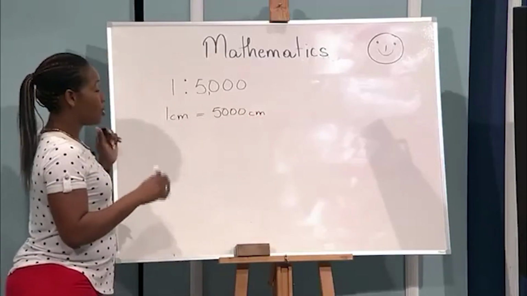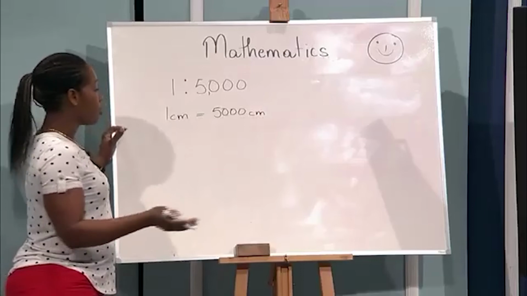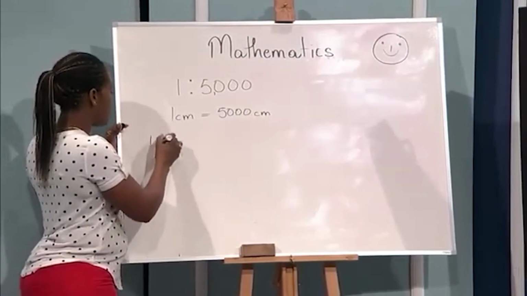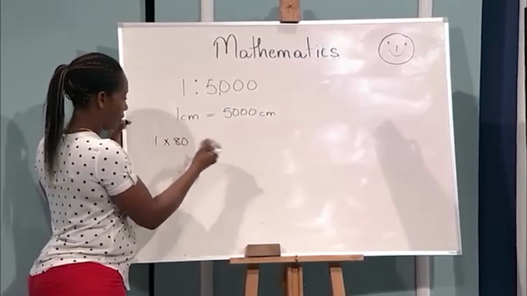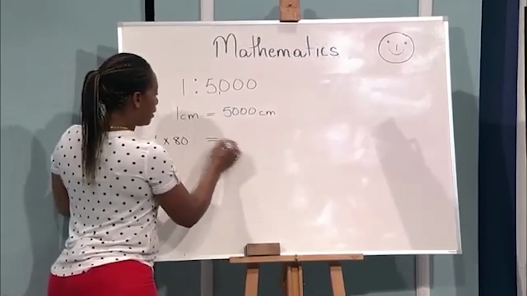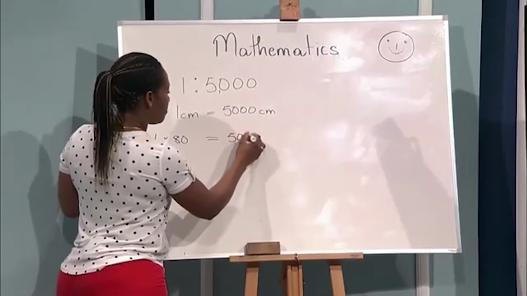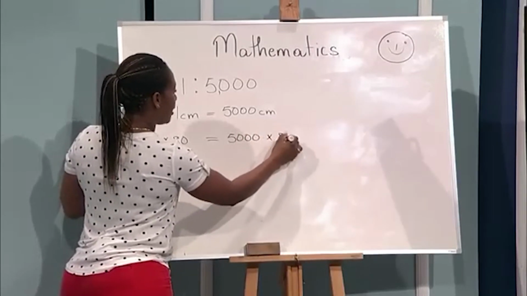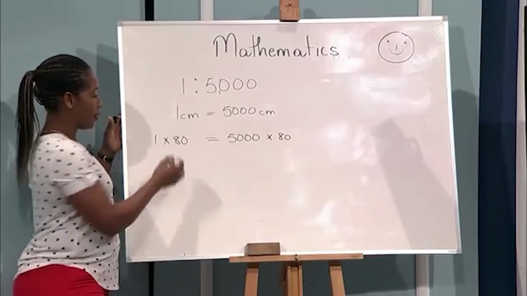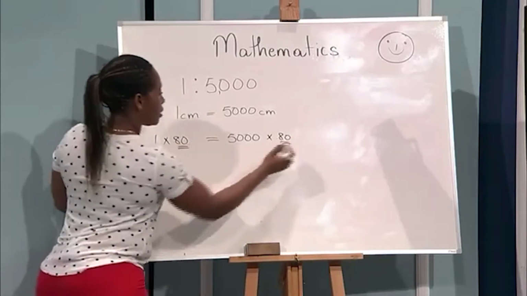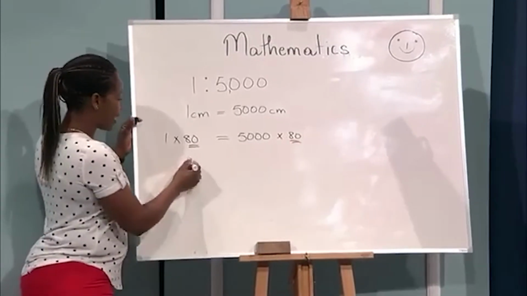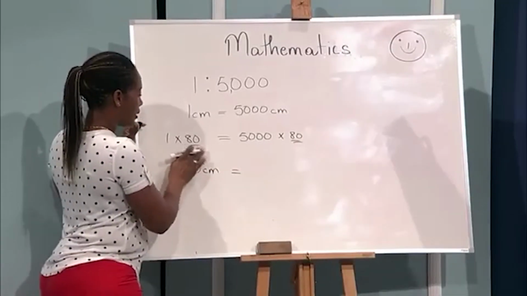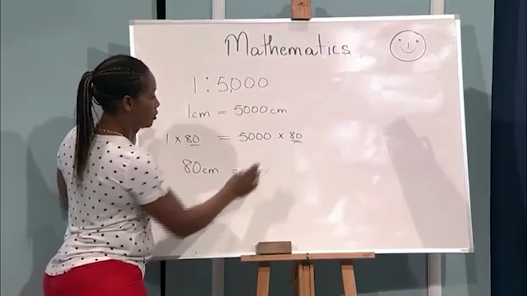All right, so we can do one of two things. How do I make this 80? I can say 1 multiplied by 80 will equal 80. Now, if I multiply one side by 80, I definitely will have to multiply the other side by 80. So I will get 80 centimeters here. And let me take out that equal sign not to confuse anyone.